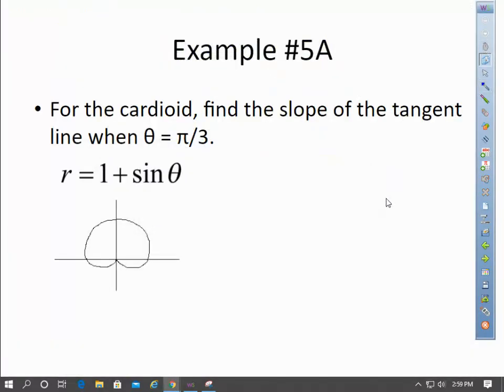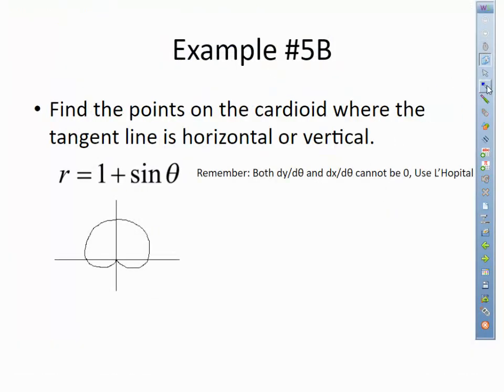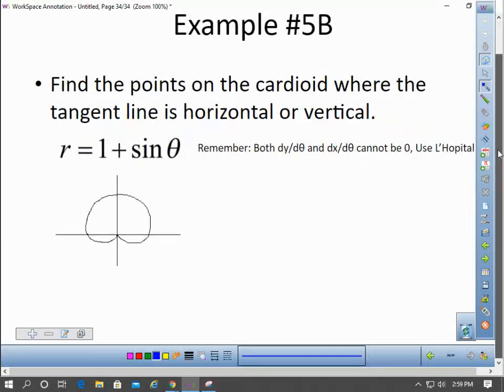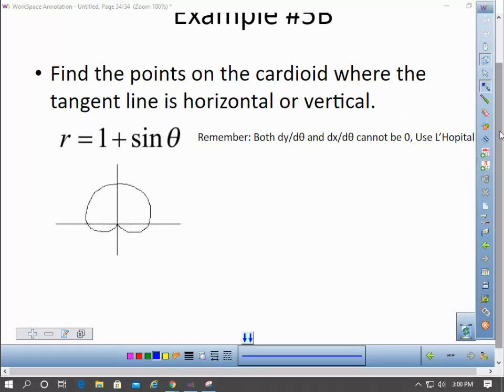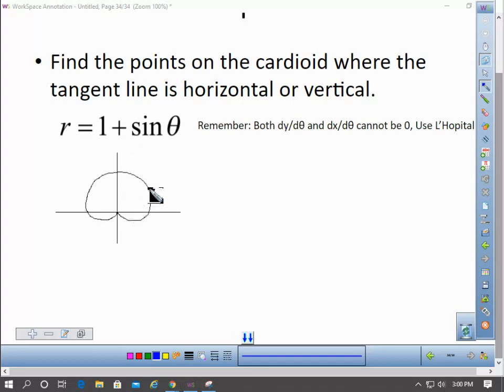So now, part B of this problem, the last one. We want to find the points on the cardioid where the tangent line is horizontal and vertical. If you look at this nice little graph, we're going to have 3 horizontals, and then 3 verticals, because you're going to have a vertical here where this comes in to this little peak. So we're looking for 3 answers for each.